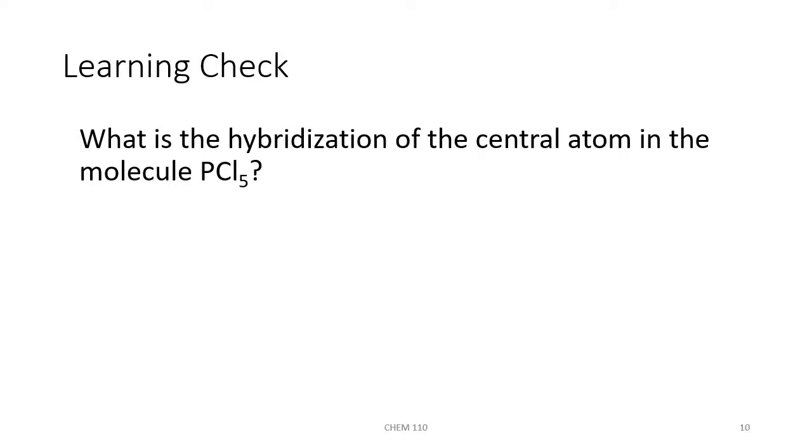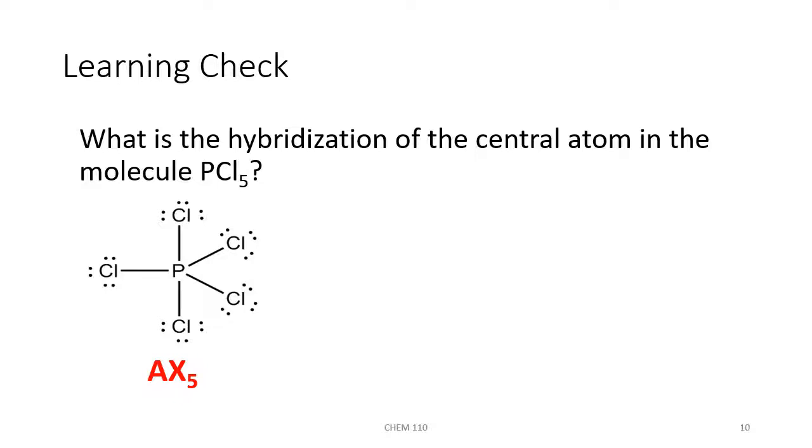What is the hybridization of the central atom in the molecule PCl5? So now we're moving on to our next VSEPR family, where we have 5 things around our central atom. If we draw our Lewis structure for PCl5, it would look like so. We would have 5 bonding domains and no non-bonding domains on the central atom.